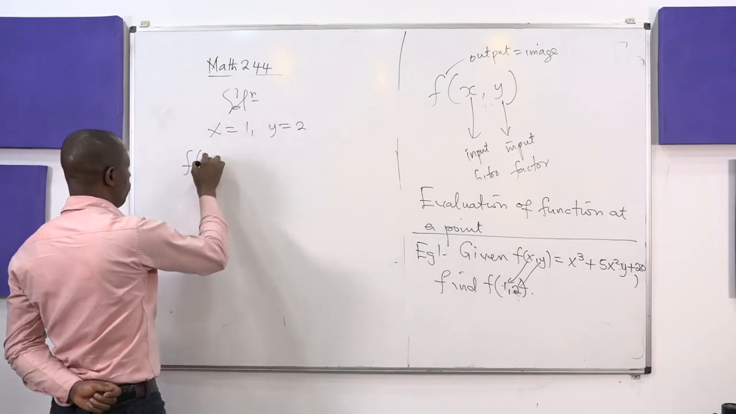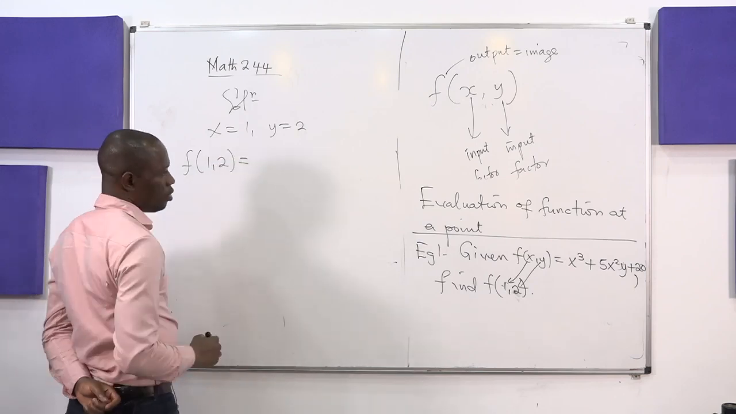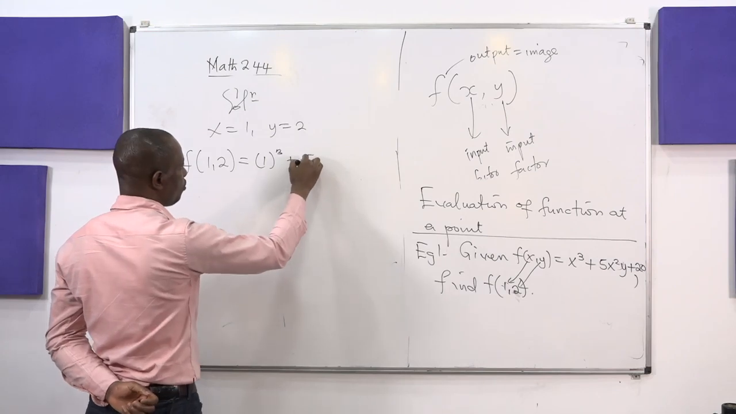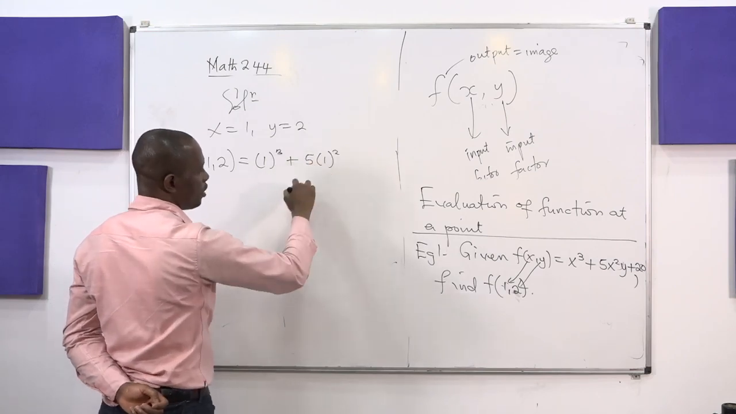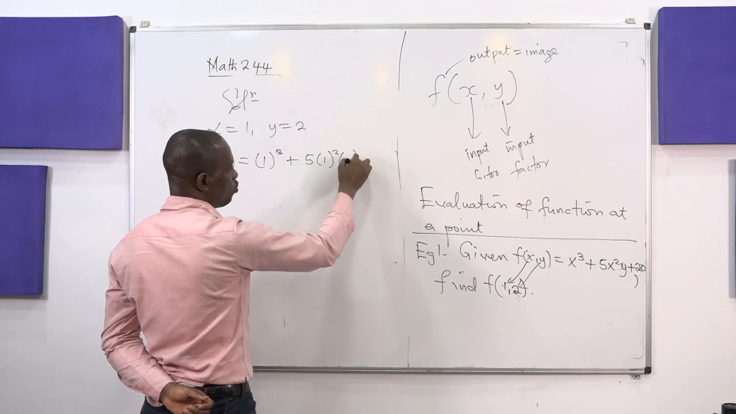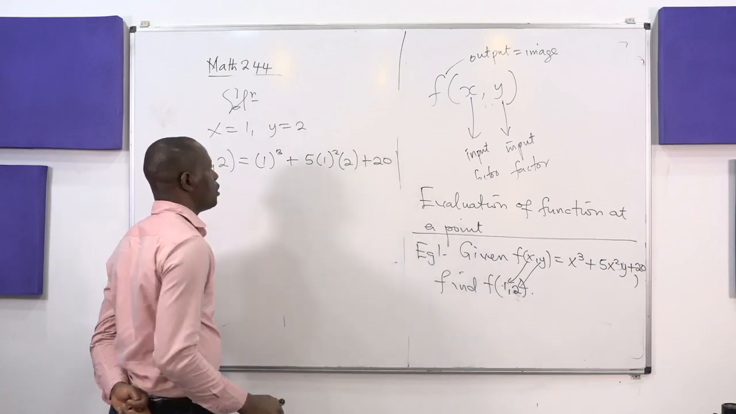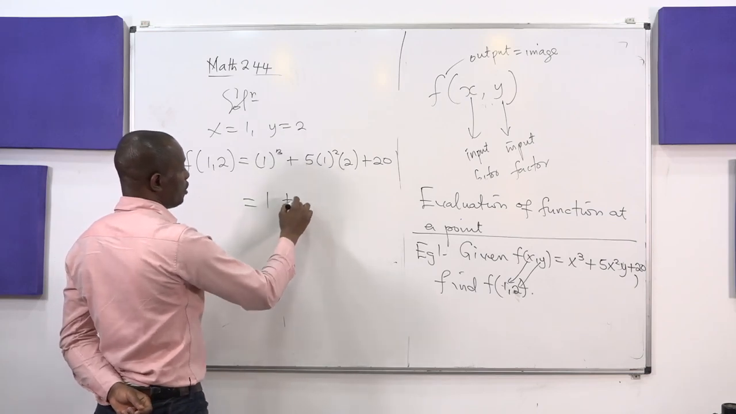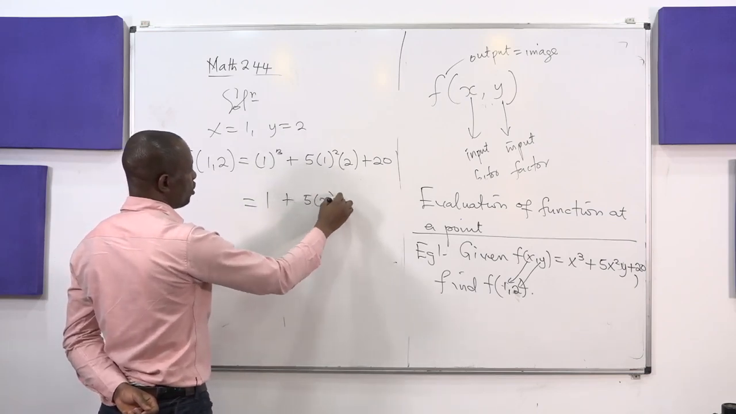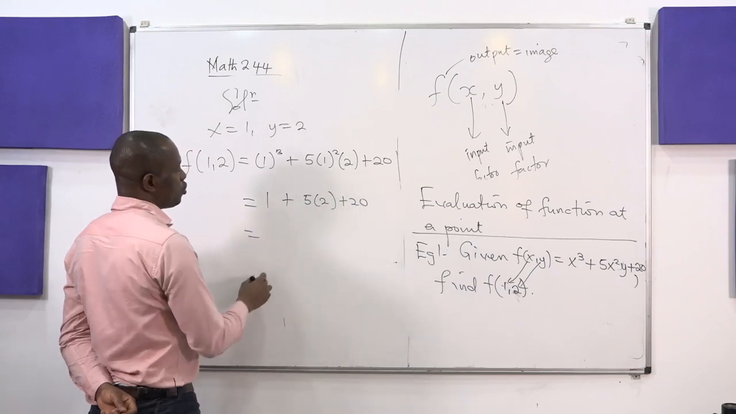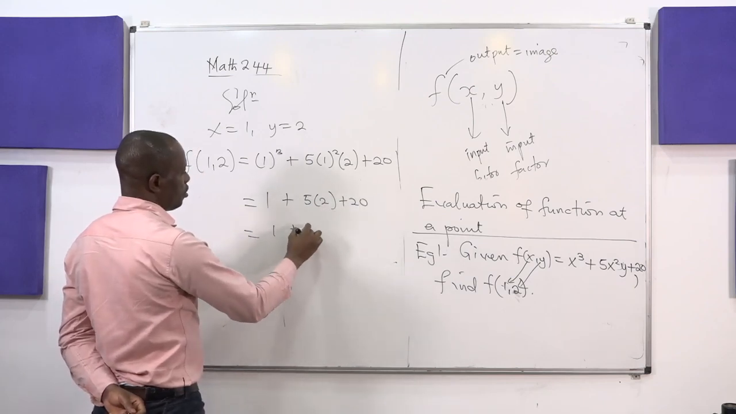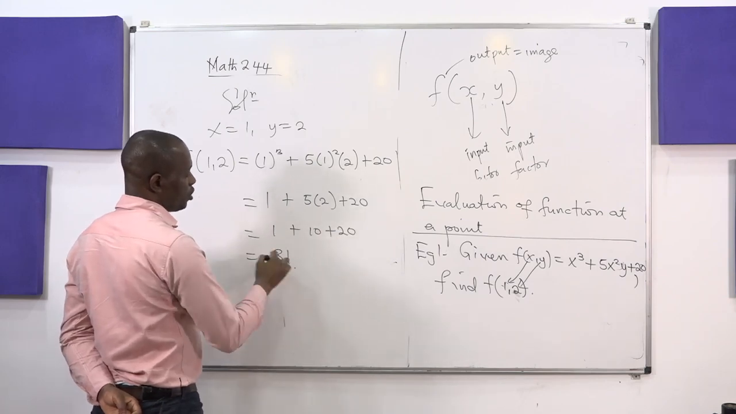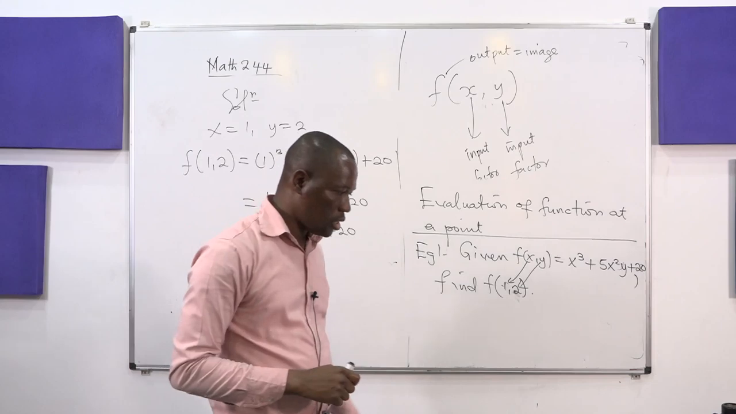So f of 1, 2 will be 1 cubed plus 5 times 1 squared times 2, plus 20. So what do we get? 1 plus 5 times 2 plus 20, so 1 plus 10 plus 20. This will give us 31. So that's our output, or the image.